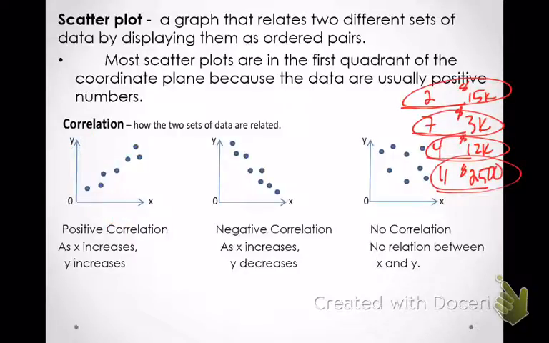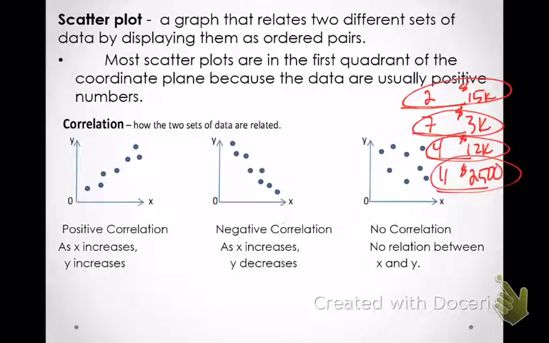Okay? Instead, if I plotted age versus price of the car, I'd probably get something like this, because as the age increases on a car, the price typically goes down. This is a negative correlation. It has a negative trend, a downward trend. Okay?